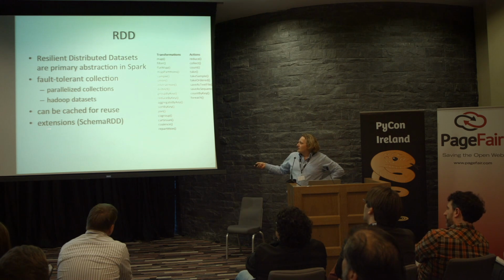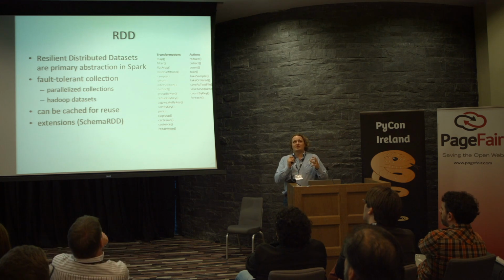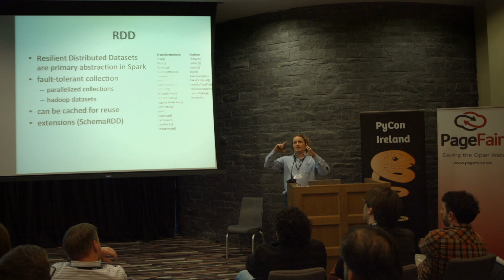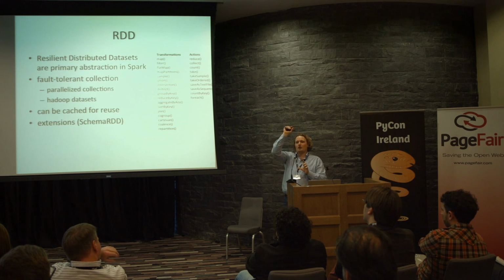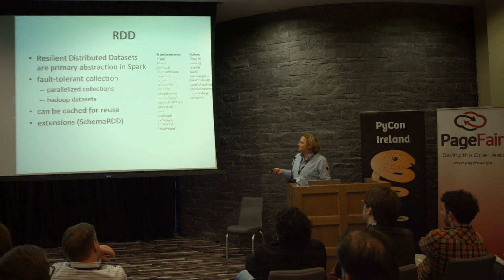Caching I already mentioned, and there are also extensions to the RDD. An RDD by default is just something that's iterable or partitionable, but you can add, for example, schema information, which means you have a table with columns and attributes, and that's what Spark SQL is based on. So you can have a distributed SQL-like syntax that's a lot more performant than some of the pseudo SQLs that we've seen on Hadoop.